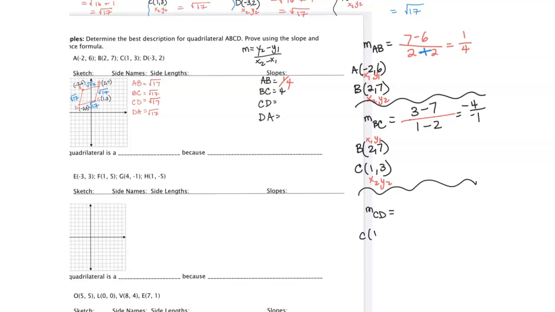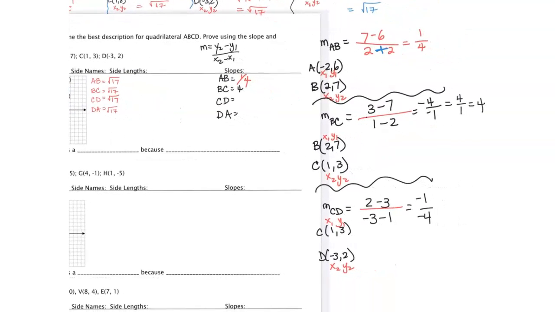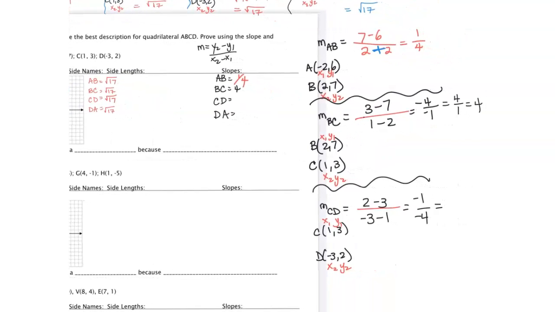Point C, just for our reference, is (1, 3), and point D is (-3, 2). Labeling, you have x1, y1, and x2, y2. Plugging it all in, y2 is 2 minus 3 over -3 minus 1. 2 minus 3 gives us -1 over -3 minus 1 gives us -4. So we have -1 divided by -4. That gives us 1/4. Negative divided by negative is a positive, so just positive 1/4 is our answer here.